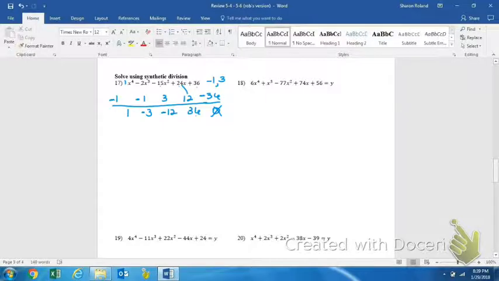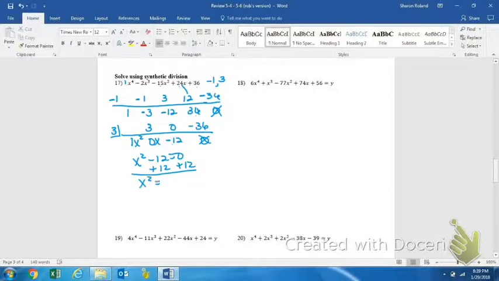So now we're going to divide 3 into it. Bring the 1 down. 3 times 1 is 3. Combine these to get 0. 3 times 0 is 0. Combine these to get -12. 3 times -12 is -36. Combine these to get 0. This is your remainder. -12 is your number. There's 0 x's and 1 x squared. And so you have x squared minus 12 equals 0. You'd add 12 to both sides.